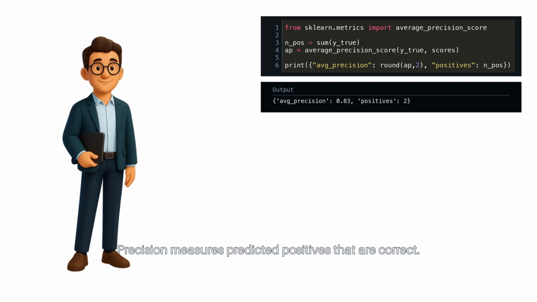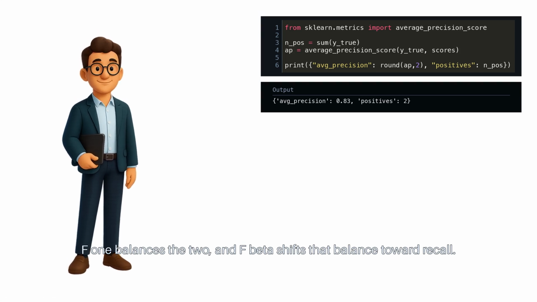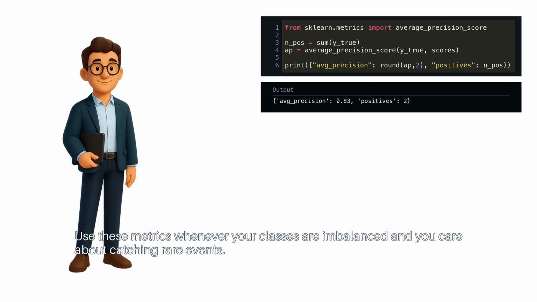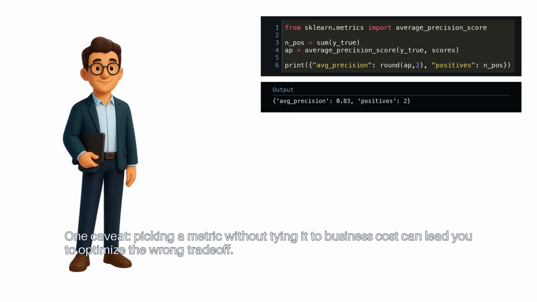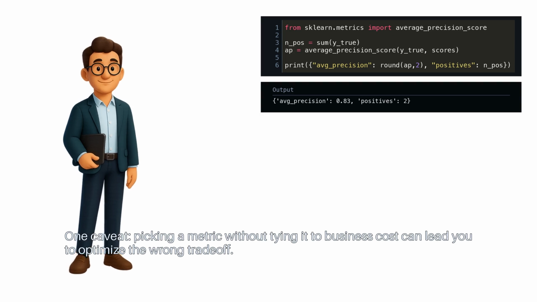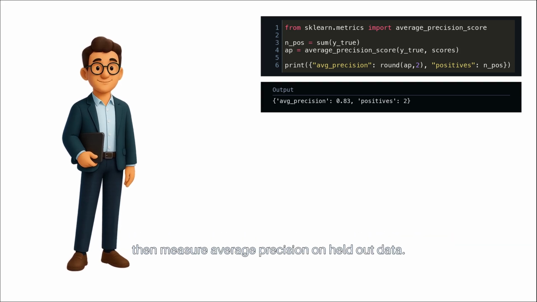Recap: precision measures predicted positives that are correct. Recall measures actual positives that were found. F1 balances the two, and F-beta shifts that balance toward recall. Use these metrics whenever your classes are imbalanced and you care about catching rare events. One caveat: picking a metric without tying it to business cost can lead you to optimize the wrong trade-off. Next step: run a threshold sweep with cross-validation and optimize the F-beta that matches your business cost. Then measure average precision on held-out data.